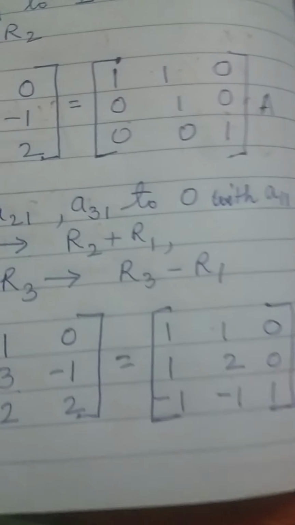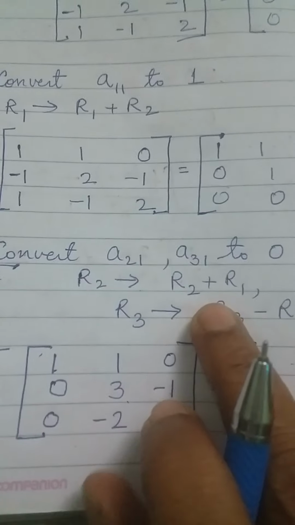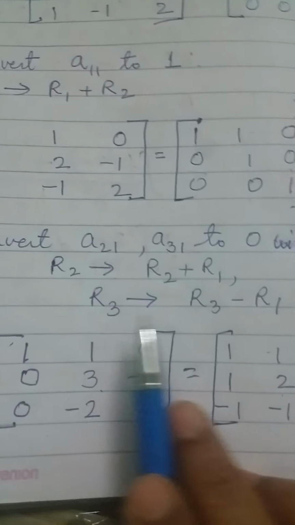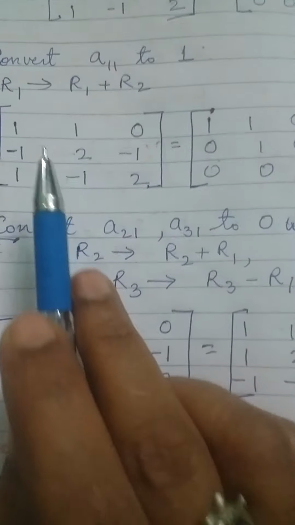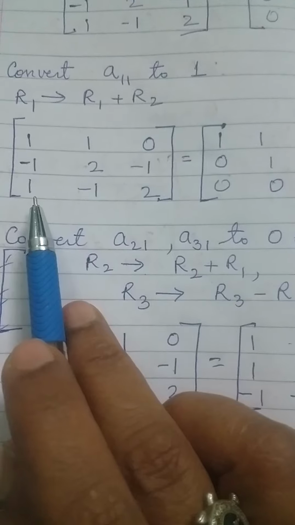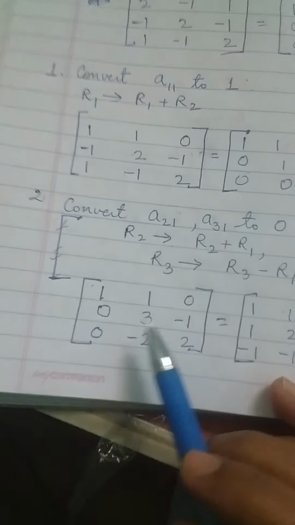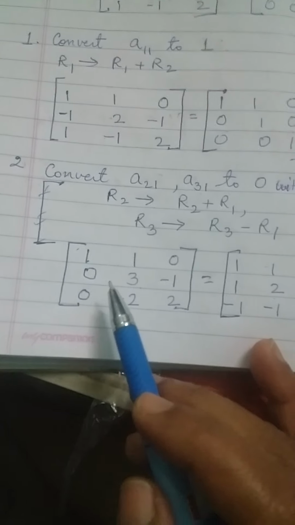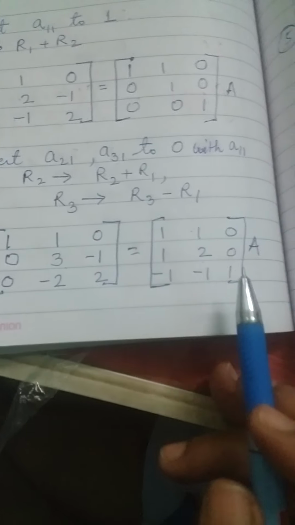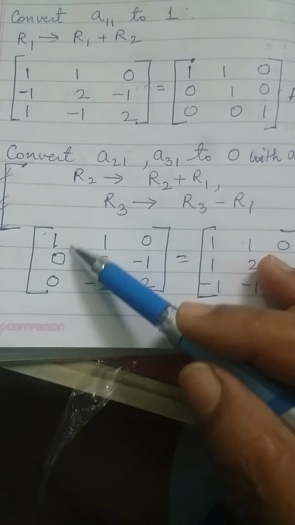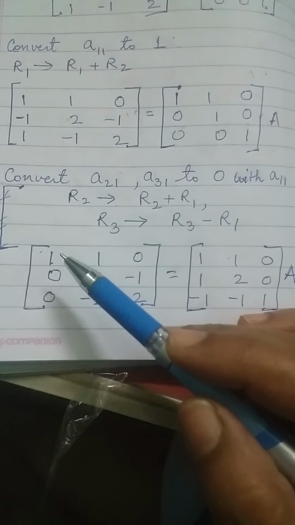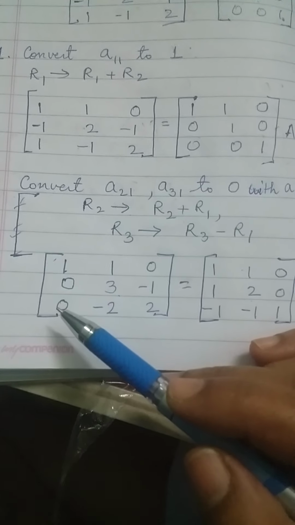This is very important. Now R2 transforms to R2 plus R1. See, I am using R1 to transform R2 to 0. R3 transforms to R3 minus R1. See, R2 transforms to R2 plus R1, this will be 0. R3 minus R1, this will be 0. So observe these two. Now we will apply these two transformations on both the sides. So we obtain a matrix here and we obtain a matrix here. In this way, we noticed that our first column is transformed. Right, first column is matched with the first column of the identity matrix.